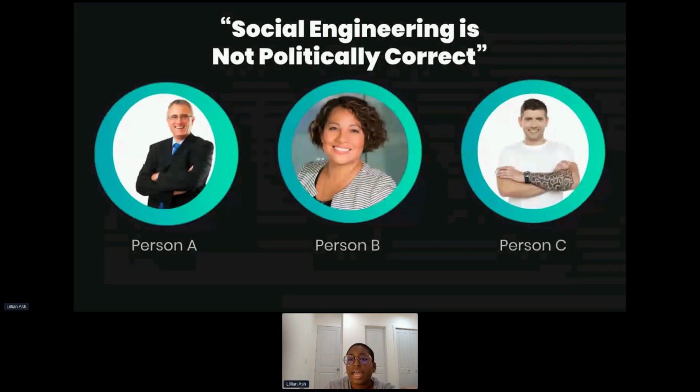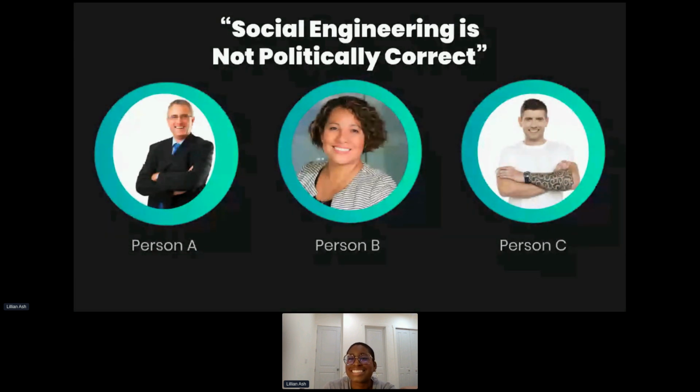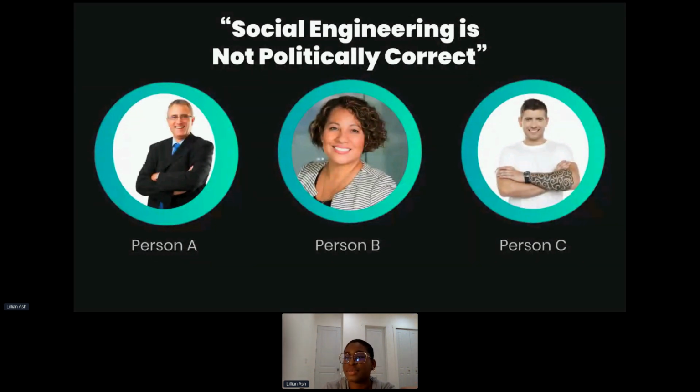So I'm going to go ahead and post the poll and let me know if it shows up, because this is my first time using, what's it called? The polls on Hopin.